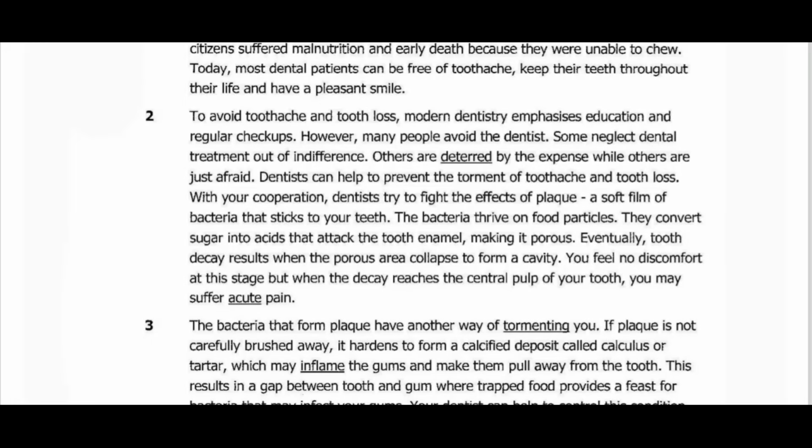The bacteria thrive on food particles. They convert sugar into acids that attack the tooth enamel, making it porous. Eventually, tooth decay results when the porous area collapses to form a cavity. You feel no discomfort at this stage, but when the decay reaches the central pulp of your tooth, you may suffer acute pain.